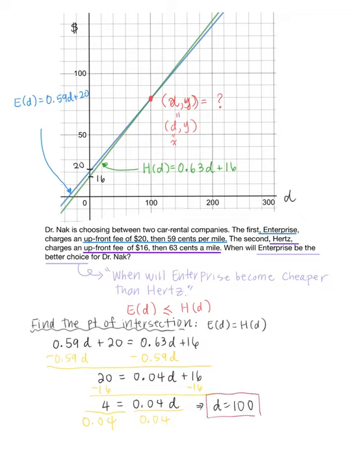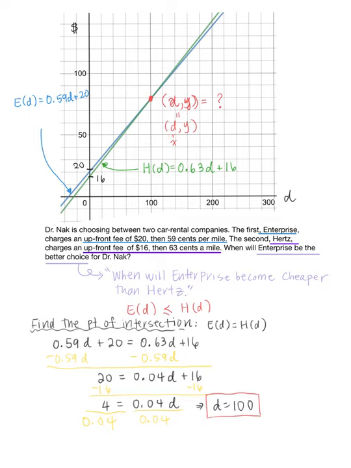That means Enterprise price will be cheaper if I drive more than 100 miles. So that will be the value of d here. Sorry, I wrote x first and I put d over it, so it looks really ugly, so I just rewrote it, d comma y. Pretend this is just x comma y. So our distance is 100.